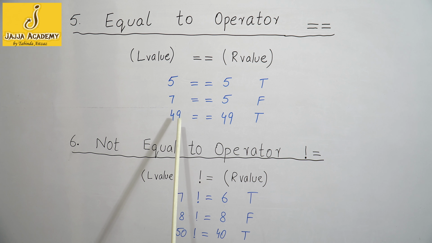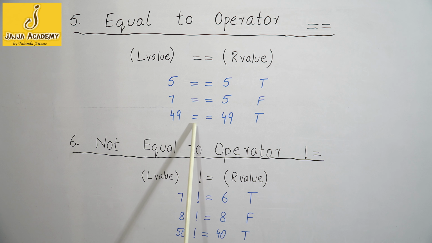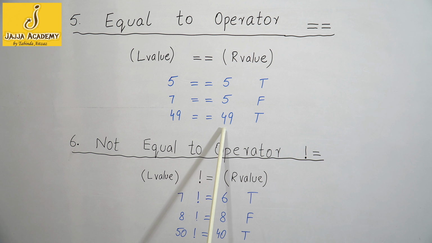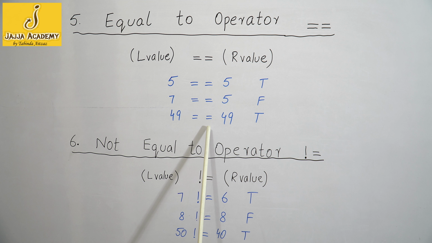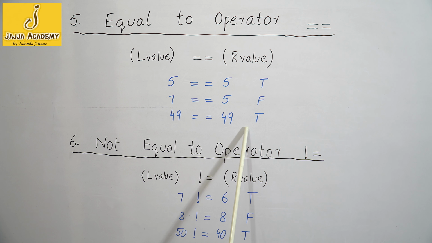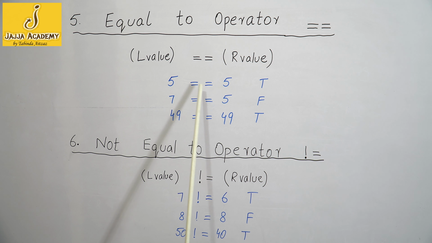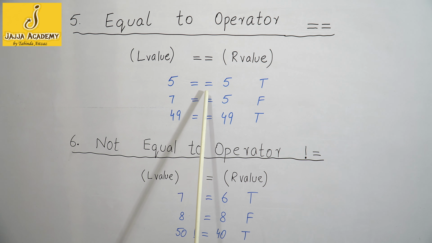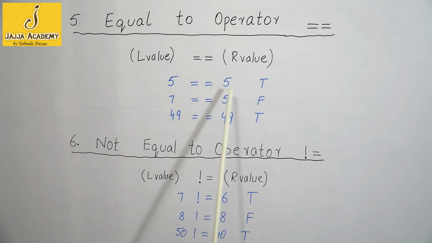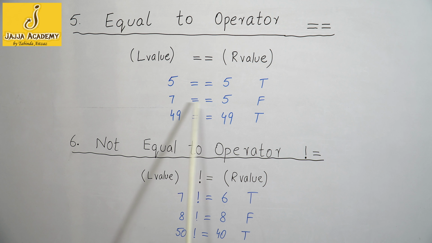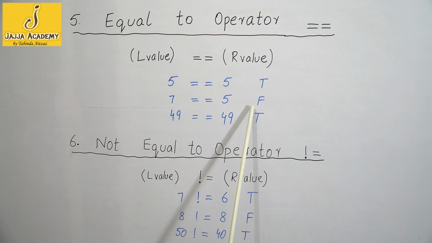In the third example, 49 is equal to 49. As both sides are equal, the equal to operator will produce true. In simple words, the equal to operator is used to check whether both sides are equal or not. If they are equal, it returns true, but if they are not equal, it returns false.